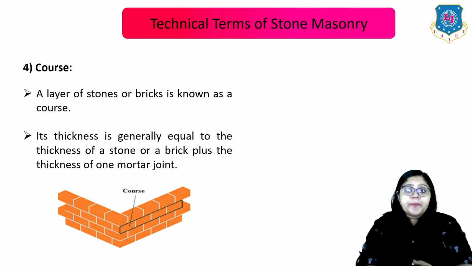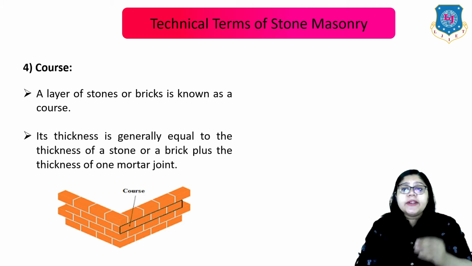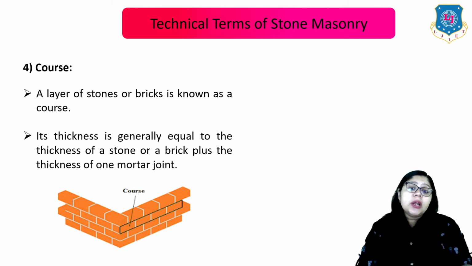Next is the course. A layer of stones or bricks is known as a course. Its thickness is generally equal to the thickness of a stone or a brick plus the thickness of one mortar joint. As shown in this figure, one layer of brick or any material like stone is known as the course.